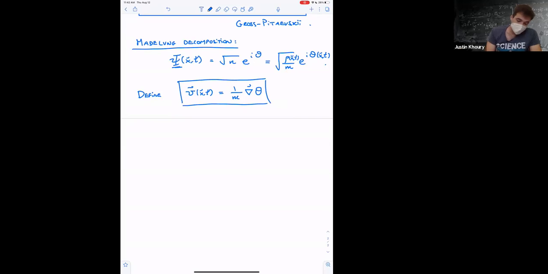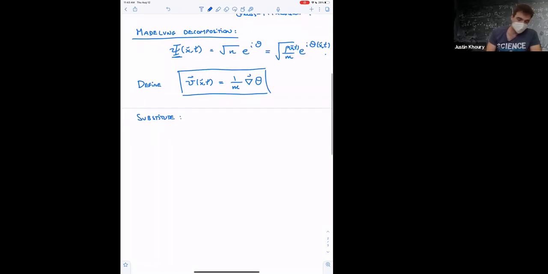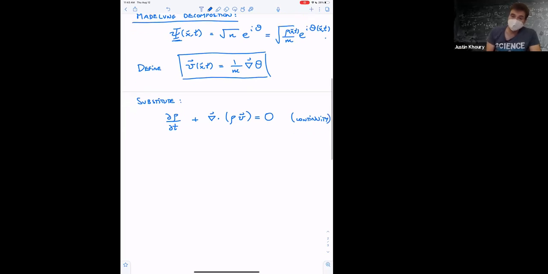What you obtain upon substituting, you obtain the following. So the Schrodinger equation above will give you an equation for the norm, which is just a good old continuity equation. And you'll get an equation for the velocity.